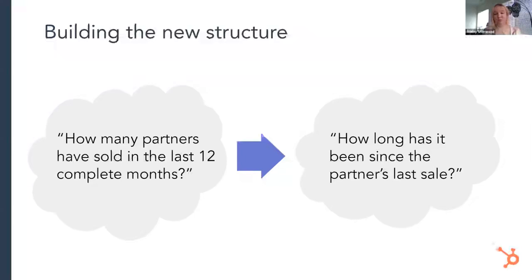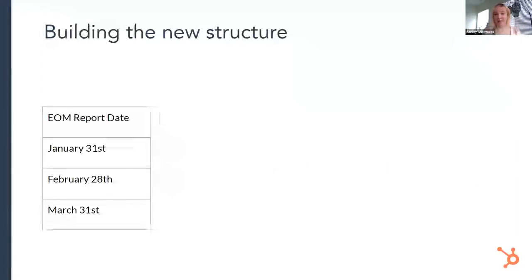So when you reshift the question in this way, there's a really good sign if the new question makes it much more clear what the structure should be. That's a good clue that you're along the right path in finding a good foundational question. So now that we're thinking about how long it's been since the partner's last sale, it's a little bit easier to approach our dates.